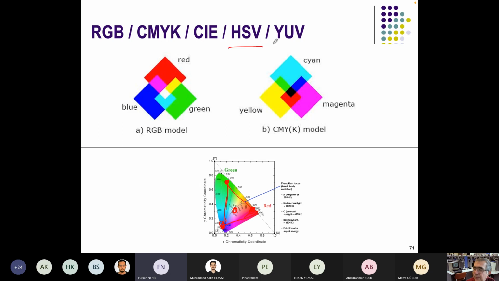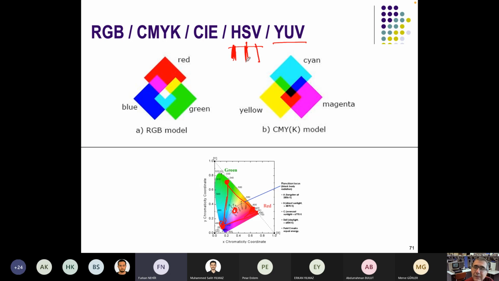HSV and YUV are used for different purposes. HSV is used for artists and painting with colors, so representation of colors is easier. This is hue, saturation, and value. Hue is actually indicating color.